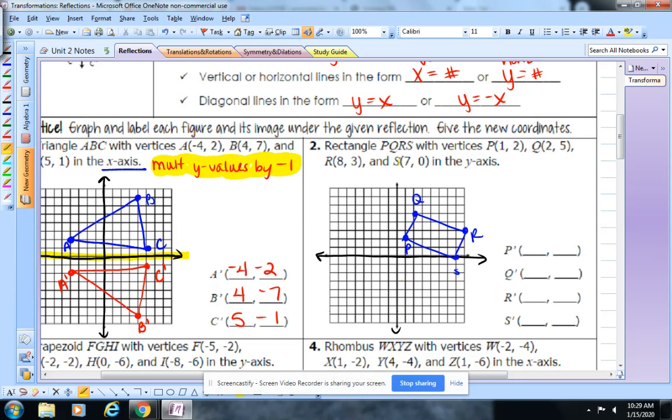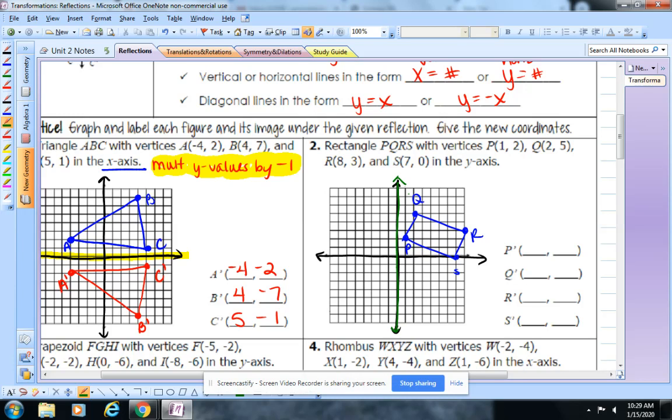I don't know what it's doing, but it's not letting me highlight it. Maybe if I go over it green or something. You can see that. Barely. All right. So you can count spaces. So P prime would be right there. Q prime would be 2 spaces over.